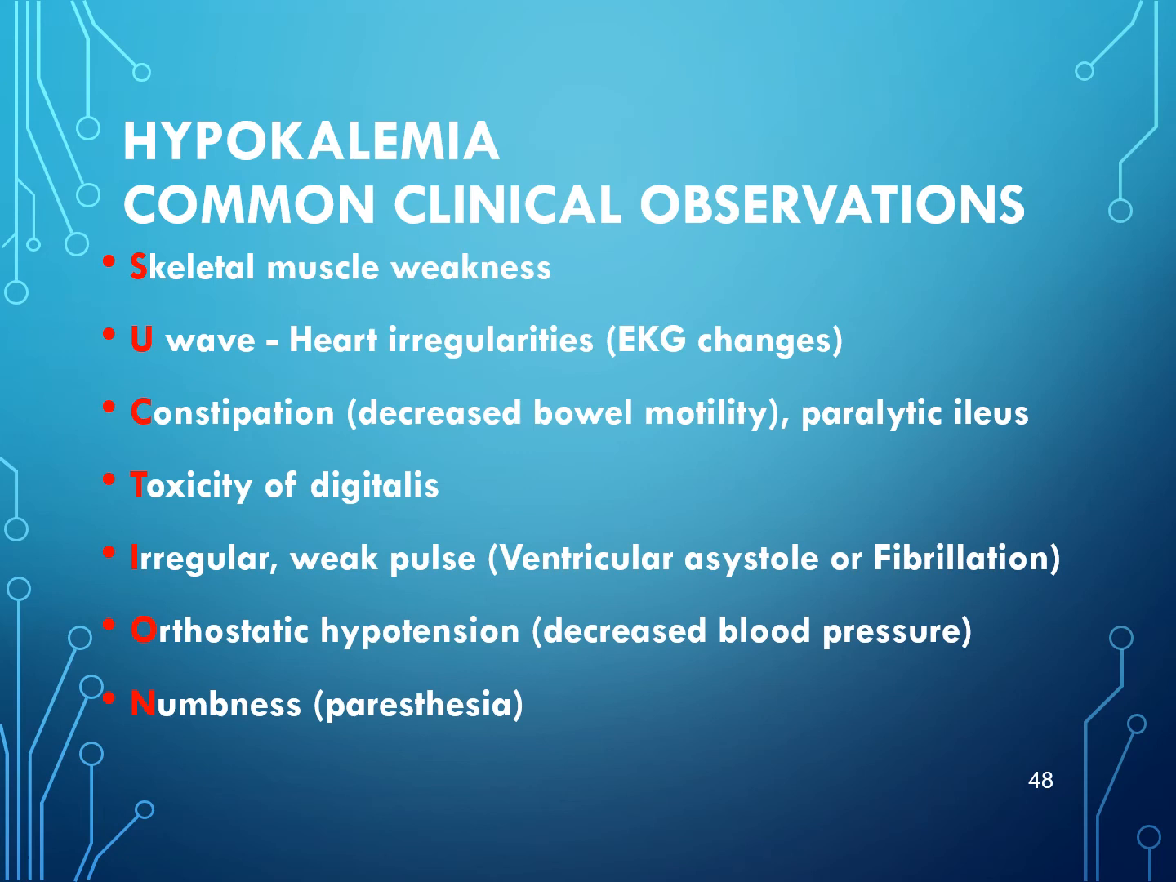Then we have toxicity of digitalis, and it's going to be toxic at lower levels in the system. So we always have to watch for toxicity when we're giving digoxin. But in this case, the hypokalemia causes our cells to be more susceptible to toxicity. Then we have irregular or weak pulses and ventricular asystole or fibrillation. So we're seeing irregular heartbeats. And orthostatic hypotension because of that decrease in blood pressure. And numbness, otherwise known as paresthesia. So suction is very important when it comes to hypokalemia.